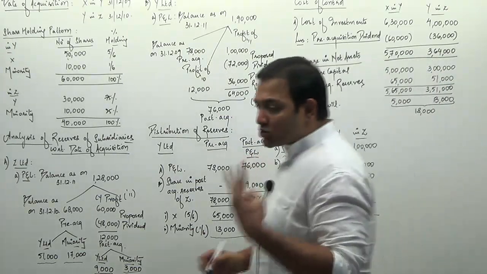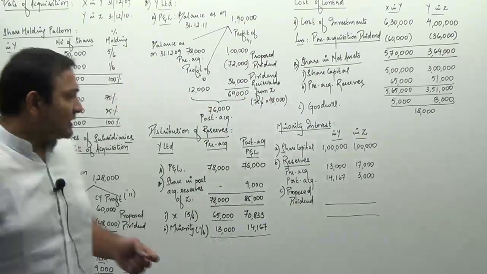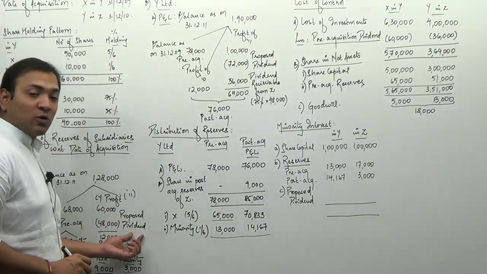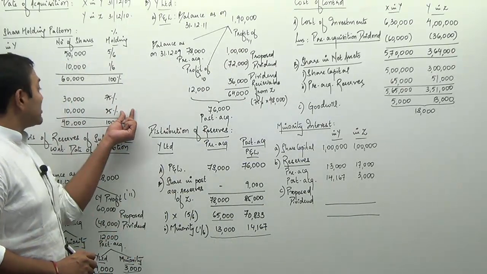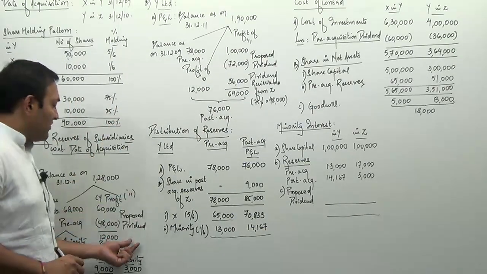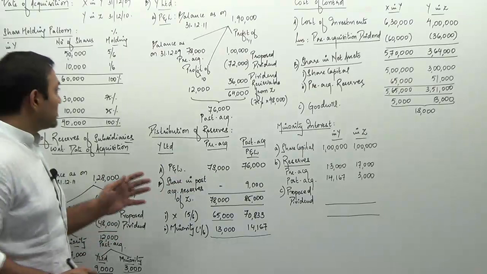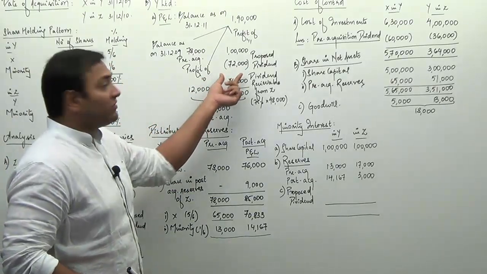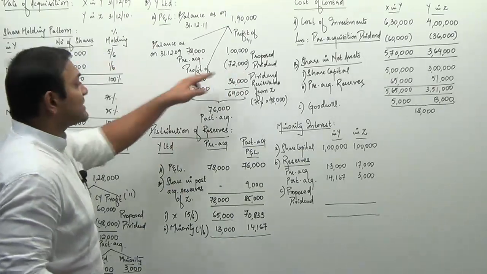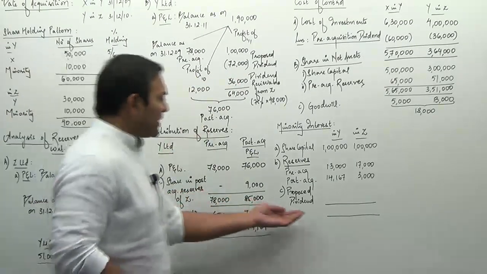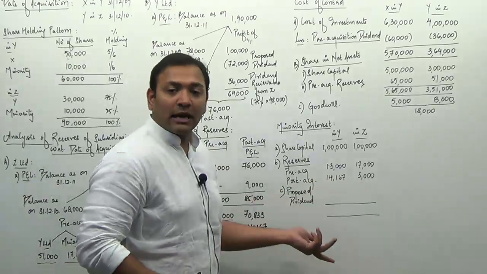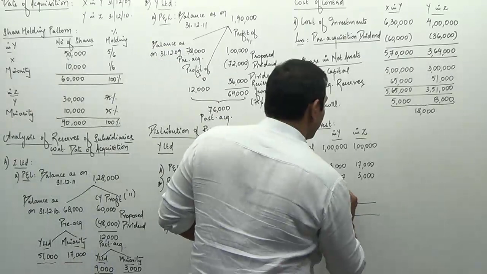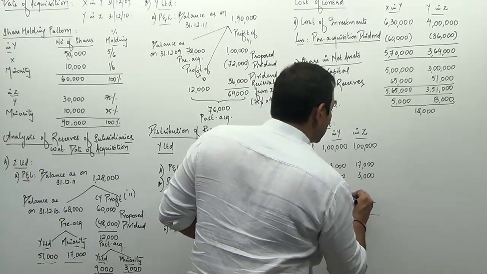Proposed dividend, there are two ways to calculate. Either check the dividend proposed current year in Z Limited, dividend proposed is 48,000. Minority interest share in Z is 25%. 25% of 48,000 is 12,000. And come to Y Limited, 72,000 dividend proposed. Minority interest share is 1/6, 12,000. Or simply I can say proposed dividend is 12% of share capital. So 12% of share capital, 1 lakh into 12%, 12,000. And this is also 12,000.